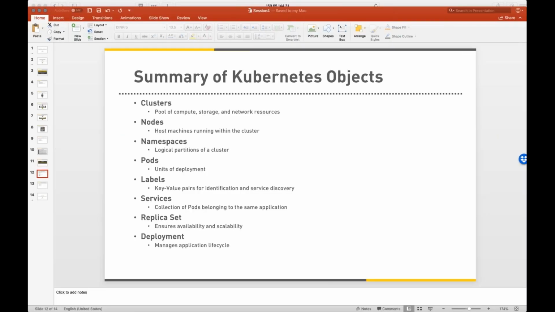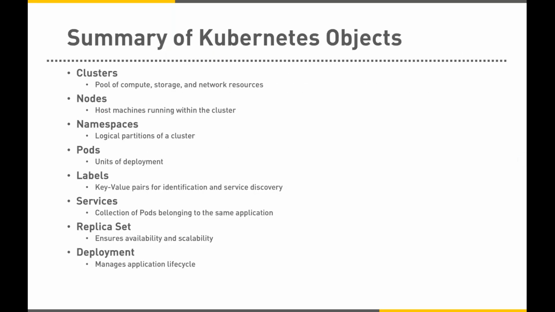So let me take you back and do a quick summary, right? So this is a quick summary of what we have discussed so far. Cluster, pool of compute, storage, and network resources. Nodes are the host machines. Namespaces are logical partitions. This was extensively covered in the last webinar, but I want to do a quick recap because we touched some of these aspects in this webinar as well. Pods are the unit of deployment. We packaged our node.js app as a pod, MongoDB as a pod.